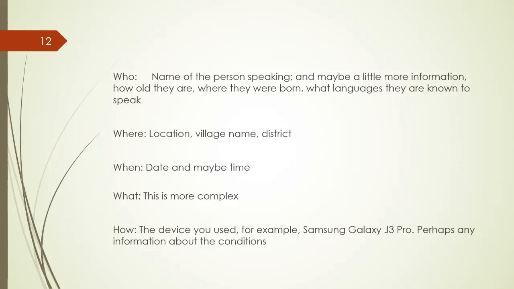The name of the person speaking, and maybe a little more information: how old they are, where they were born, what languages they are known to speak. Where, the location, the village name, the district, maybe. When, the date, and maybe the time. What is more complex? What is on that recording? You can simply say recording of a traditional song, or you might want to give a translation of that song. Or something in between, tell what it's about.